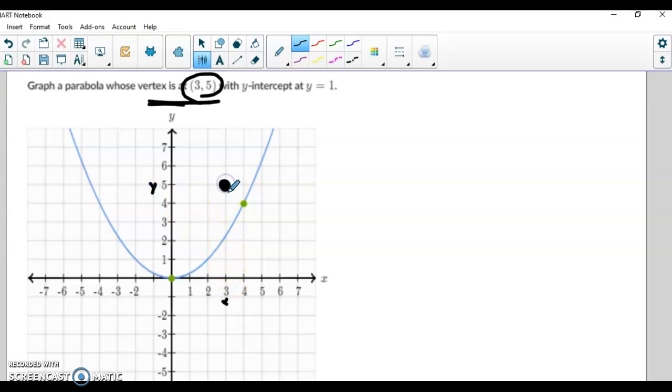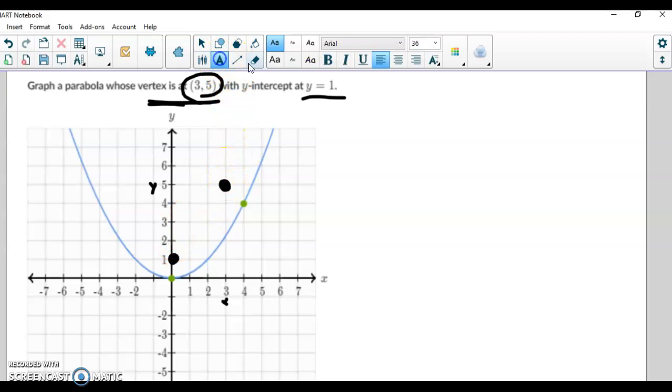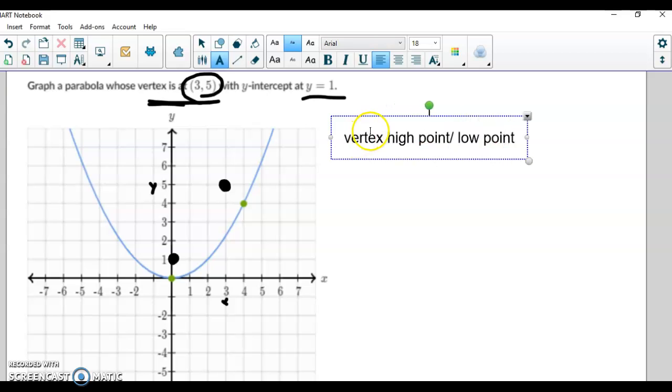Your parabola will go through that point, and that's going to be either the high point or the low point. And the y-intercept at 1, so the y-intercept would be 1 right here. Keep in mind that the vertex is either a high point or a low point. Now for this, it can't be the lowest point because the y-intercept is lower.